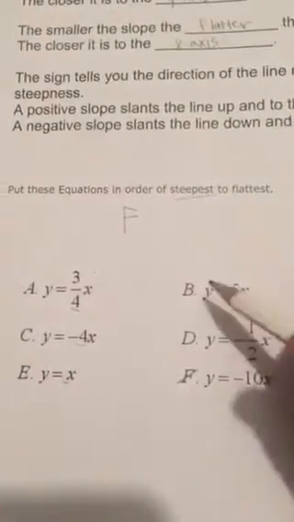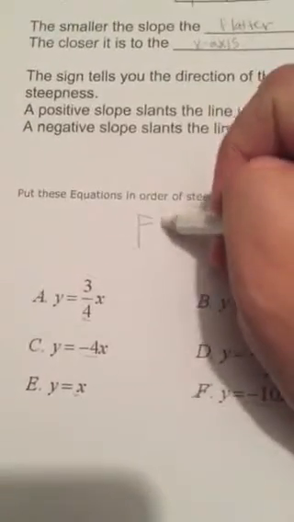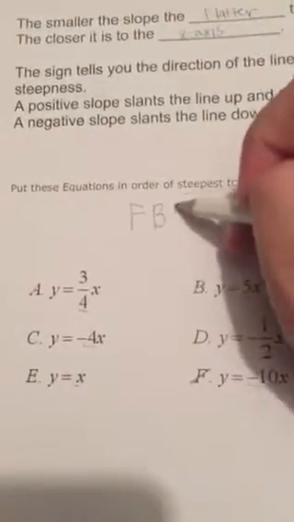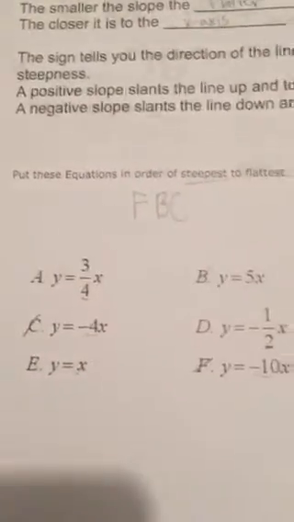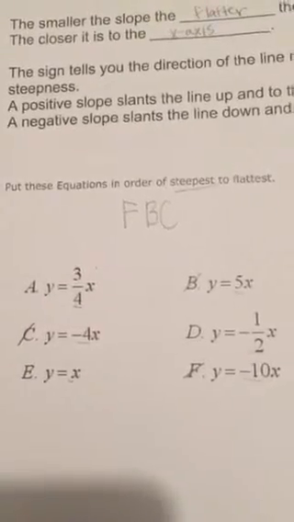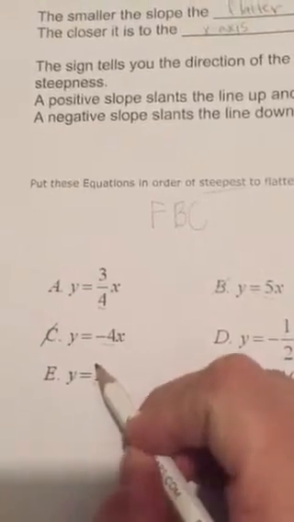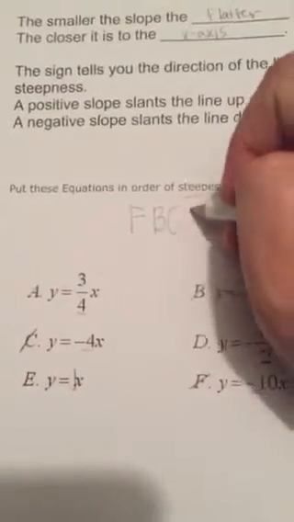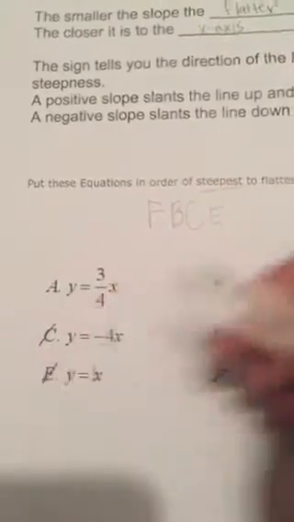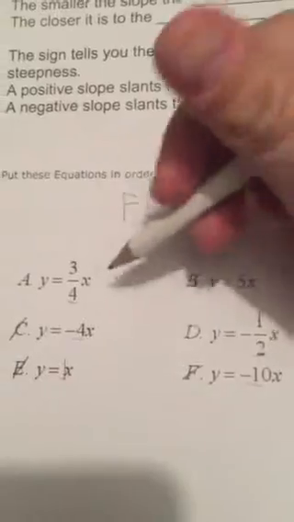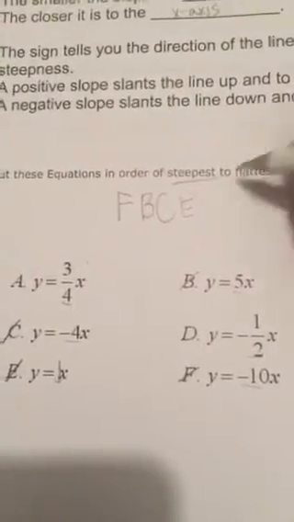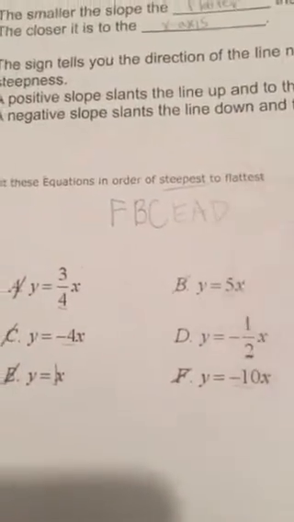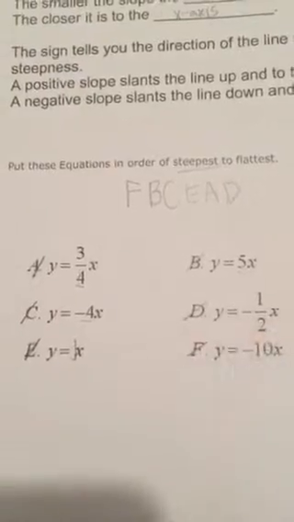And then after that, I'm just looking for big numbers. I can see B would be next. Then the next one after that would be C, once again, ignoring the fact temporarily that it's negative. Next, even though I can't see that there's a number here, there's really a 1. So 1 is bigger than either of those two fractions, so E would come next. And then next I have to decide which is the bigger of the two fractions. I know that 3/4 is bigger than 1/2, so it would be A, and then D. So that's the lines in order from the steepest to the flattest.